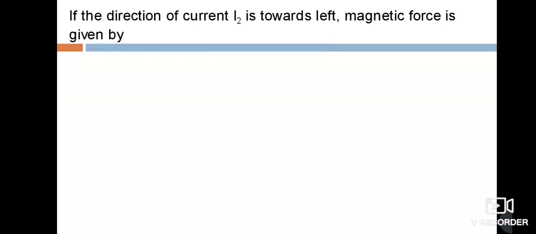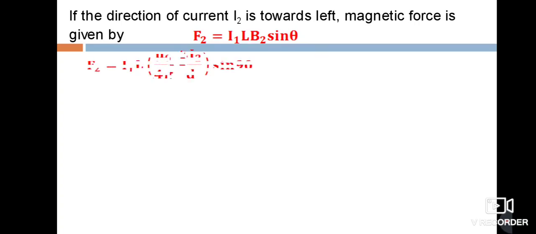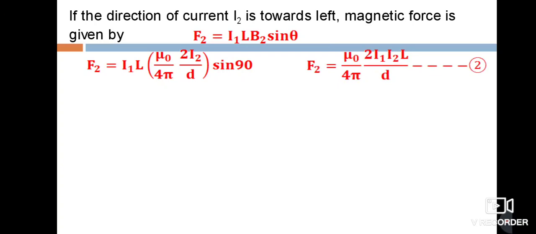And the force produced, if the direction of current I2 is towards the left, the magnetic force is again F2 is equal to, here instead of I2 it is I1 L B2 sine theta. Therefore, F2 is equal to I1 L B2, and substituting B2, mu naught by 4 pi 2 I2 divided by d into sine 90 again, the equation becomes F2 is equal to mu naught by 4 pi 2 I1 I2 L divided by d. So both the forces, F1 as well as F2, are the same.